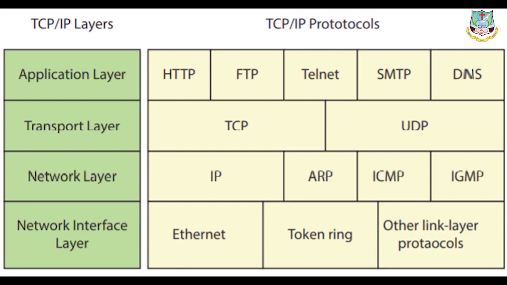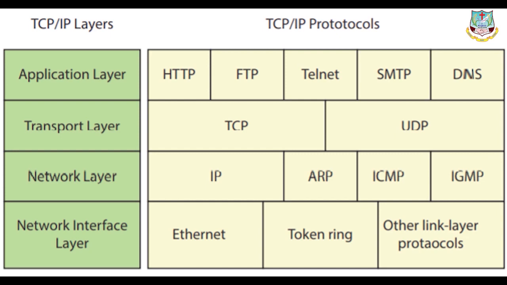Okay, and the next layer is the application layer. The application layer of the TCP/IP model is the same as the session, presentation and application layers of the OSI reference model. The most popular application layer protocols are Hypertext Transfer Protocol, HTTP, we all know HTTP, right? File Transfer Protocol, FTP, SMTP, Simple Mail Transfer Protocol, and DNS, Domain Name System. What are the protocols which come in the application layer?